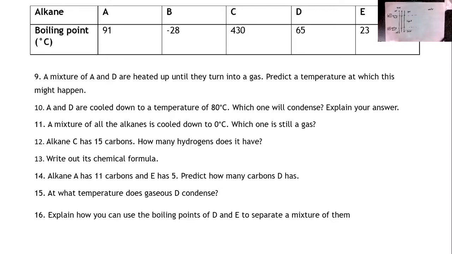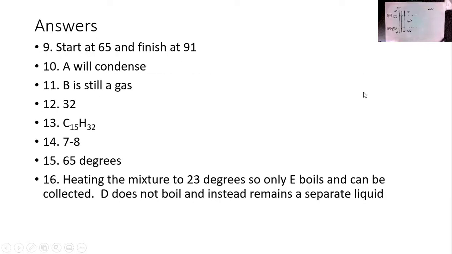Last question. Explain how you can use the boiling points of D and E to separate a mixture of them. Well, D and E have quite different boiling points. E boils at 23, D boils at 65. So if we heat a mixture of these two to 23 and allow E to evaporate, we can then collect E and D gets left behind. D has not yet boiled, so we keep D as a separate liquid. So the correct answer: heating a mixture to 20 degrees, so only E boils and can be collected. D does not boil and instead remains a separate liquid.